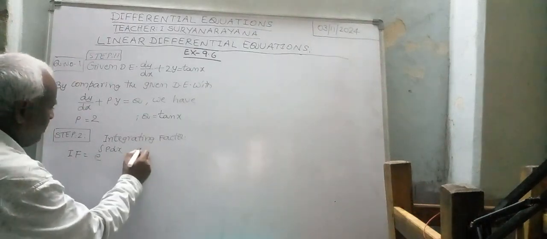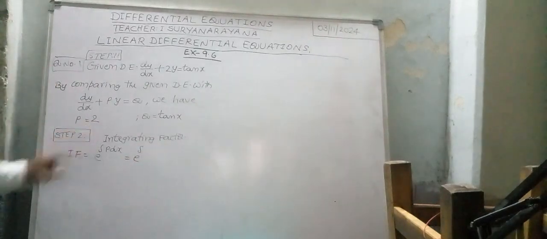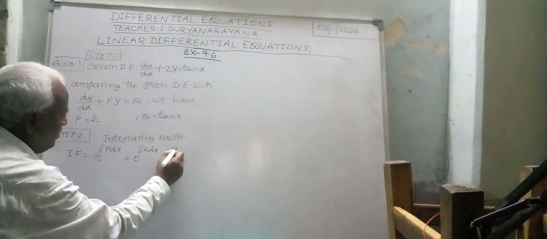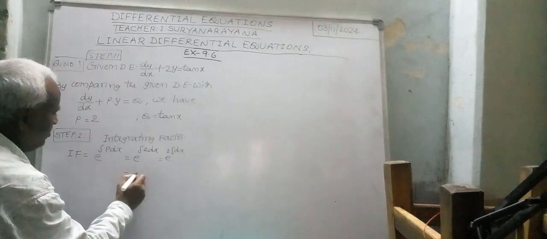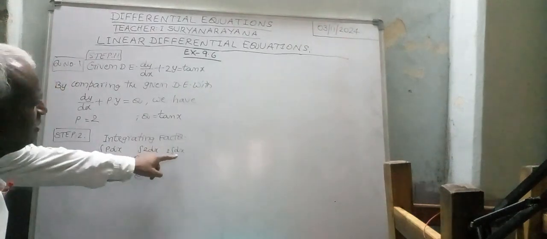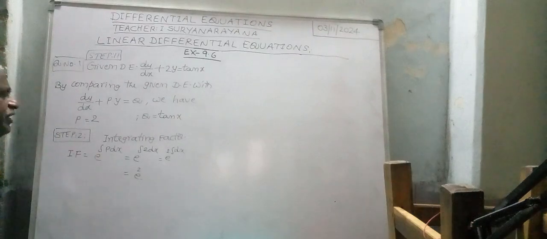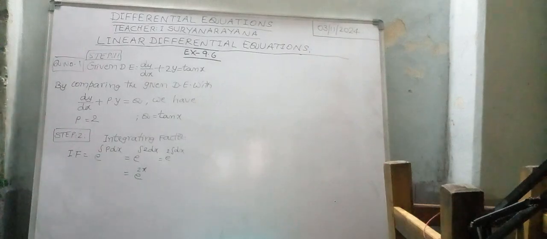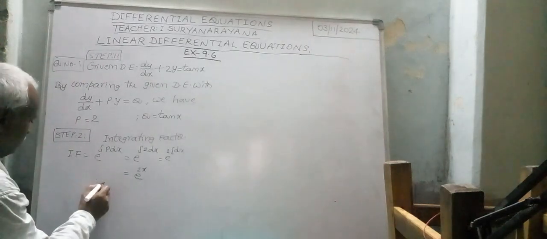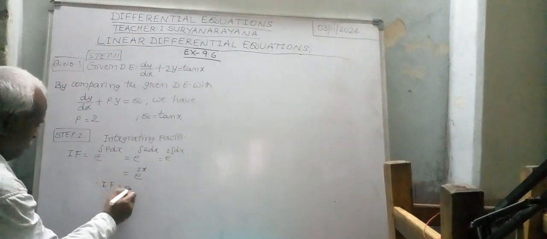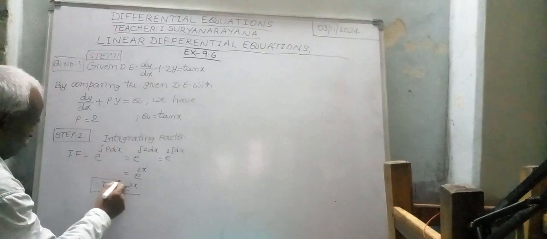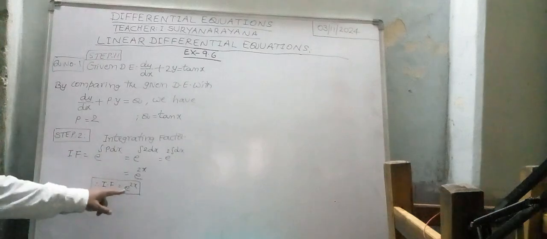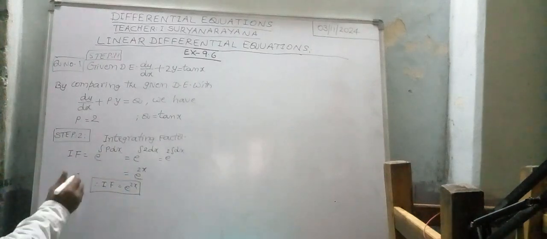Okay, so e power integral p dx, what is p here? 2. So 2 dx. So e power 2 into integral dx. This is equal to e power, what is the value of integral dx? X only. Therefore, in step 2 we found the integrating factor, that is e power 2x. Okay, now step 3.